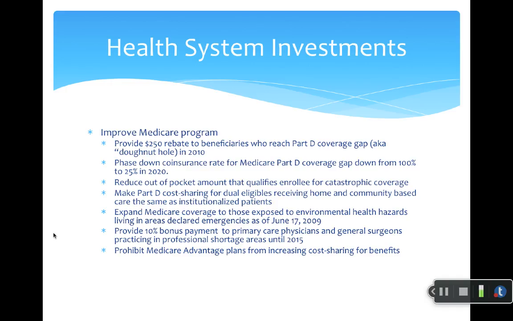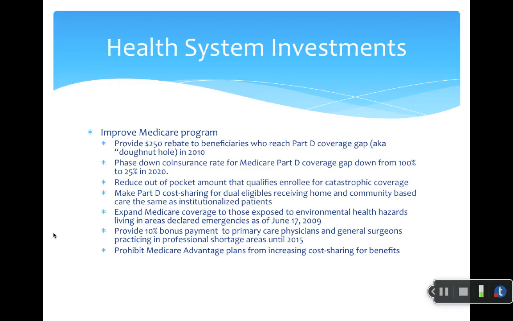What they did to help improve the program is to provide some support for beneficiaries who are in the donut hole and to try to shrink the amount of coinsurance in the donut hole, down from 100% that you had to pay out of pocket in the donut hole, down to just 25% in 2020. So that would be a significant benefit for seniors if the Medicare Part D cost sharing could go down by 75%.